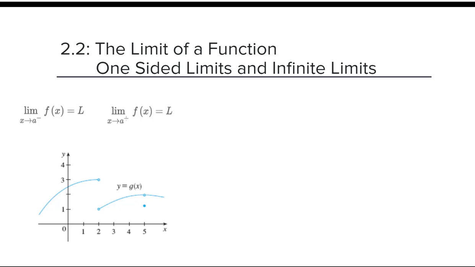For example, in this graph, it shows that the limit as x approaches 2 does not exist, because the two one-sided limits are not the same. On the other hand, at x equals 5, although there seems to be a hole in the graph, the limit still exists because the limit from the left agrees with the limit from the right.